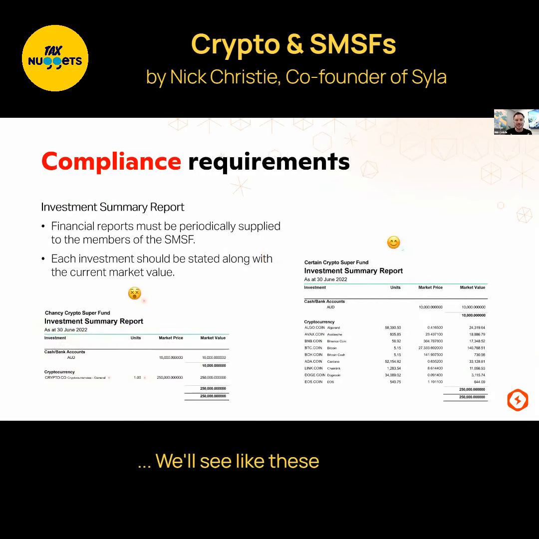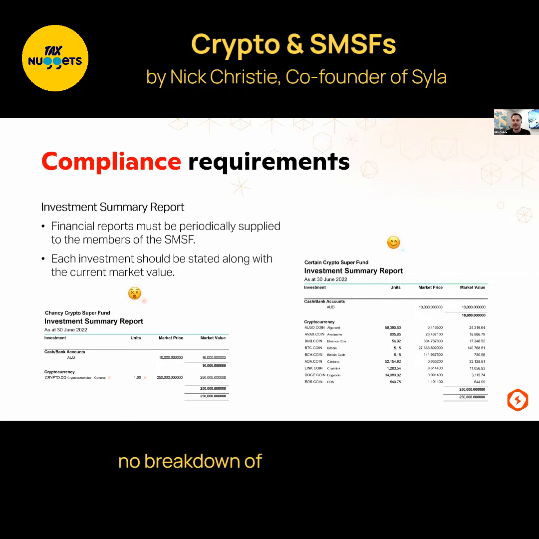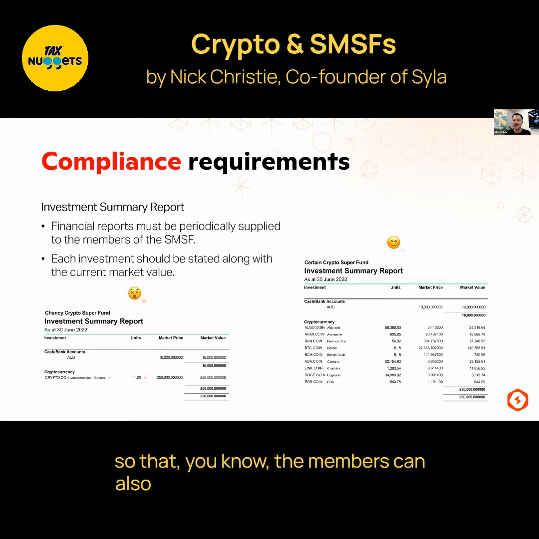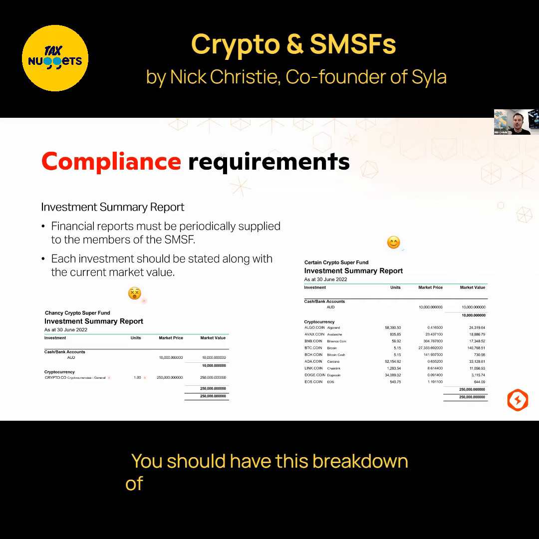And it's not like these summary reports, right, with the investments where it just says the fund has this thing called crypto. They've got one crypto, and here's the total market value. But there's no breakdown of the actual assets. And here on the right, you can see really how it should be looking, so that the members can also see what the fund holds, right? And so that everyone can meet all the obligations that they need to. You should have this breakdown of all the individual crypto assets.